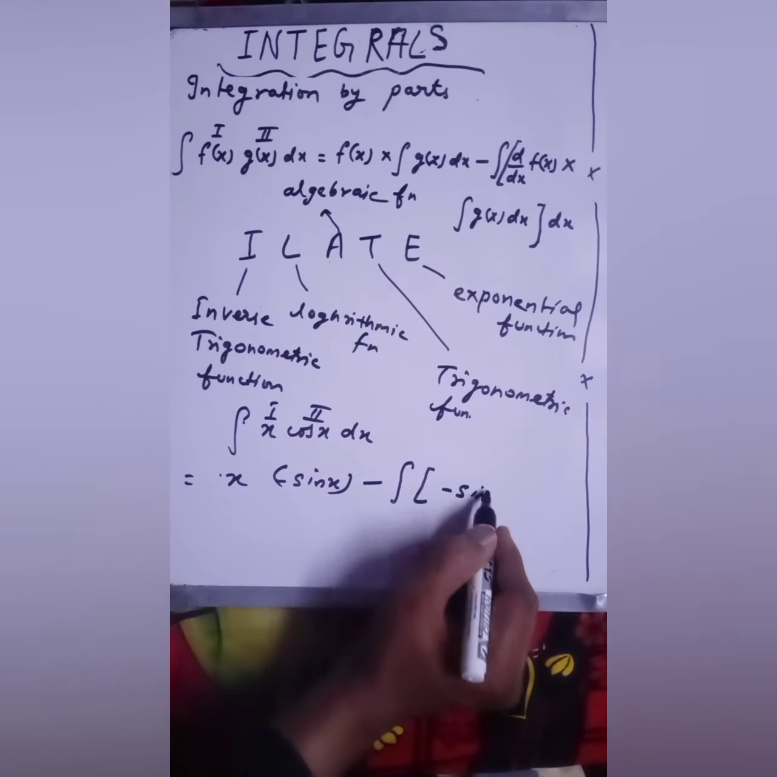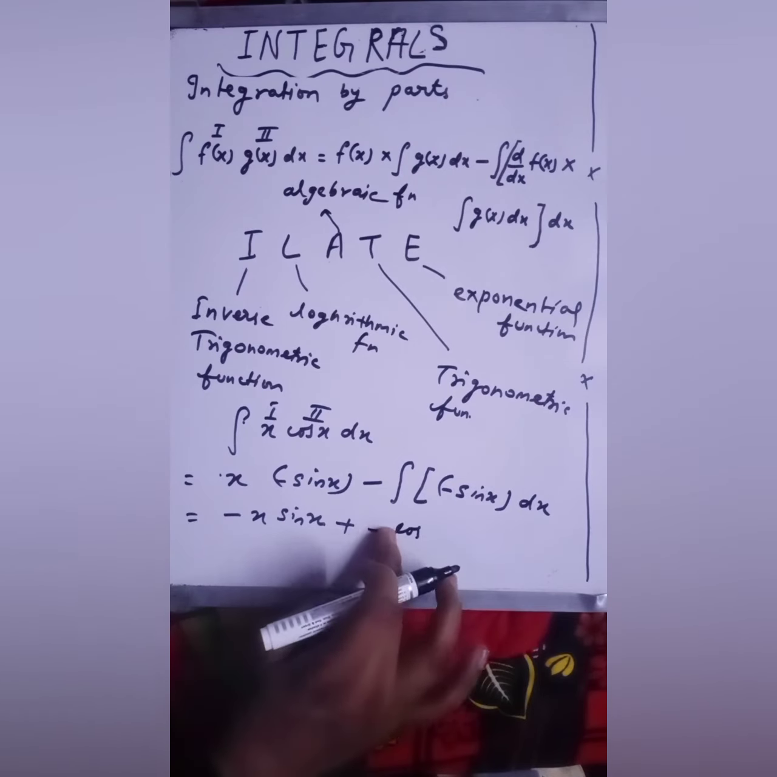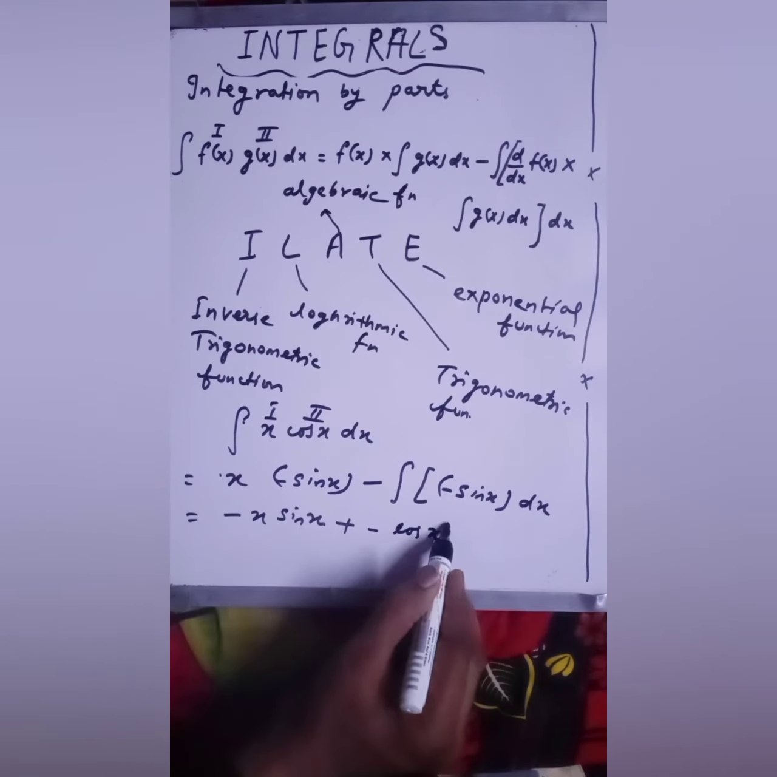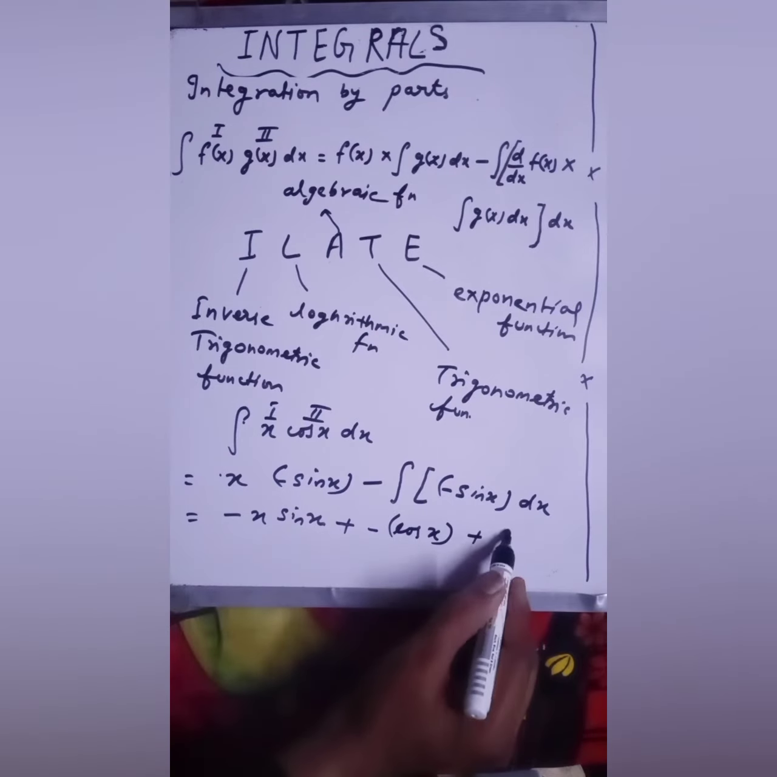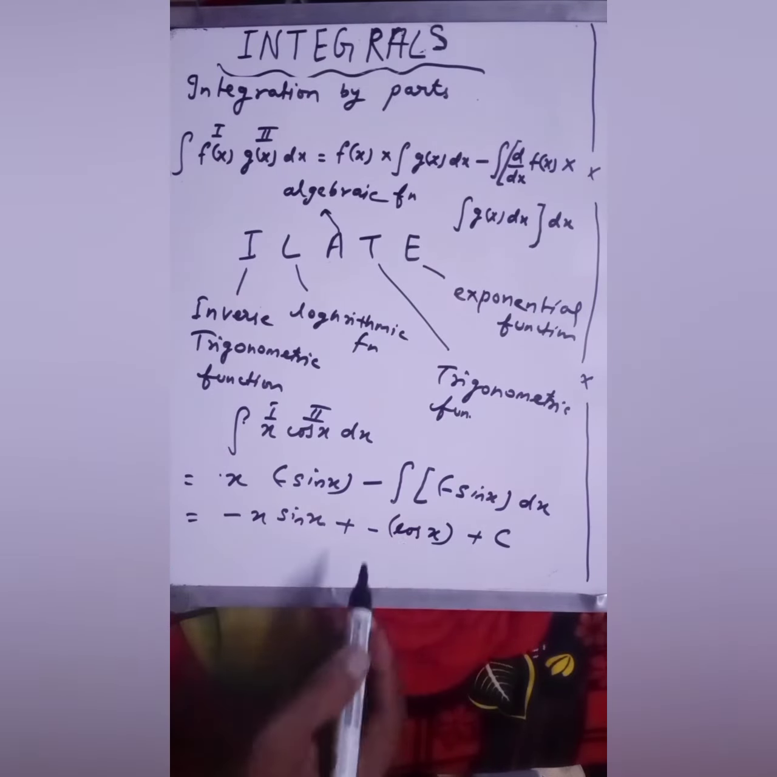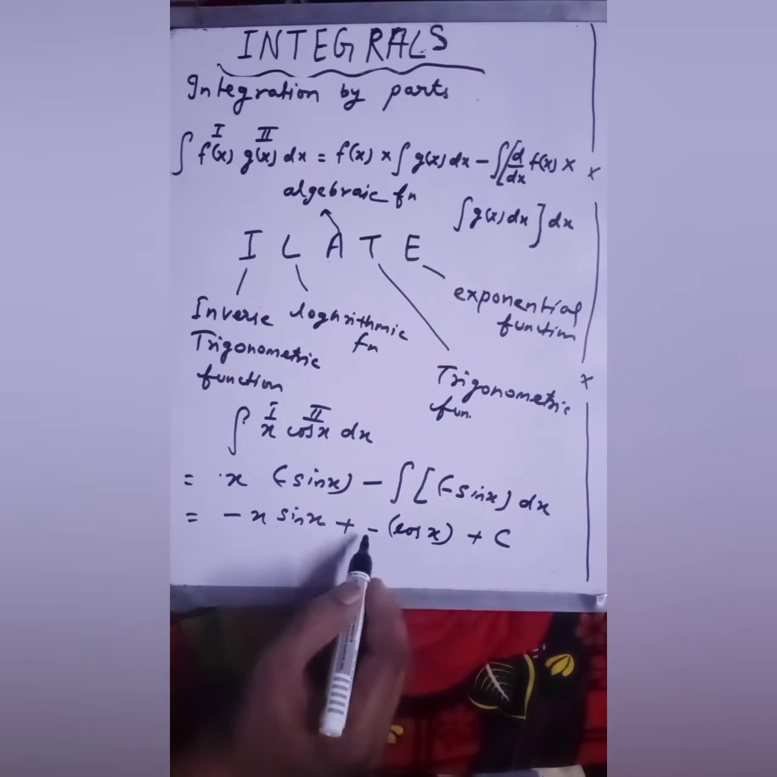Got it? So this would be x sin x, plus, because the integration of sin x would be minus cos x, cos x plus c. So sin x becomes x sin x plus cos x plus c. This is the required answer.